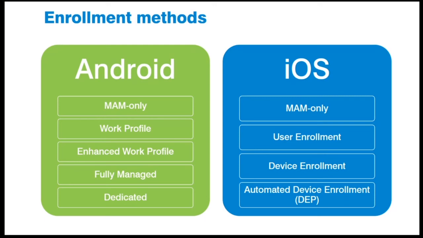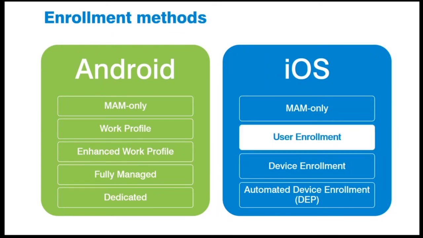types. In Android, we have fully managed and dedicated for the corporate phones at the bottom, where you can manage almost every function of the device, which is compared to the automated device enrollment under Apple, which was formerly called DEP, Device Enrollment Program. They did a renaming there. Today, we will have a focus on user enrollment especially, but we will also compare it to device enrollment and automated device enrollment, which Apple provides.